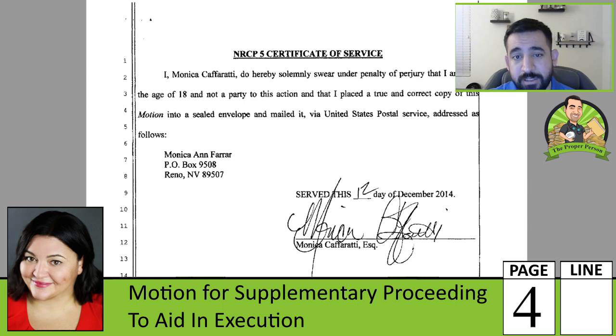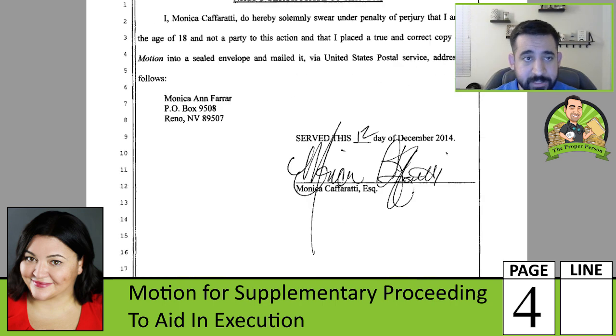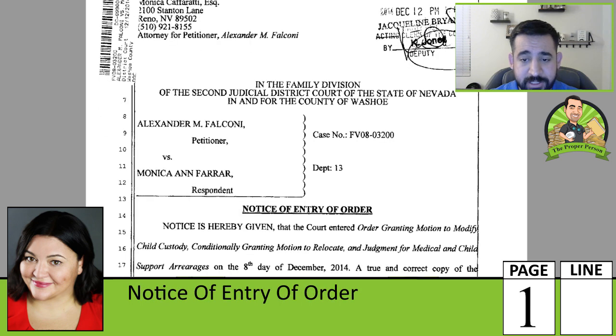And we go into Rule 5, Certificate of Service. I don't think there is... oh, okay, I see why. It looks different because my attorney did it, and I don't know why. It just kind of threw me off a little bit there. But it is a Rule 5 Certificate of Service, pretty standard, indicating this document was mailed to my ex. That's it. Next document is a Notice of Entry of Order.